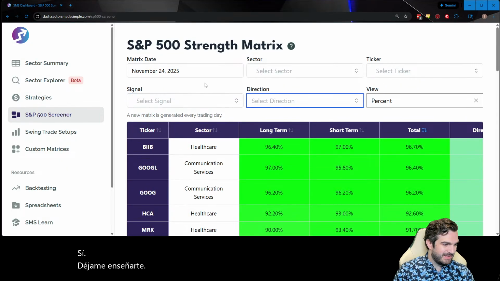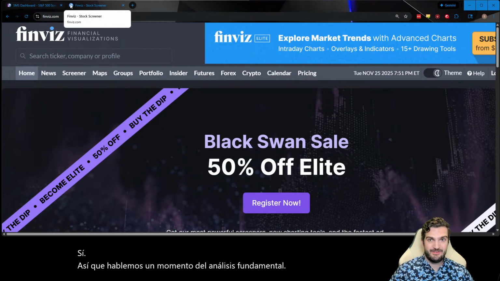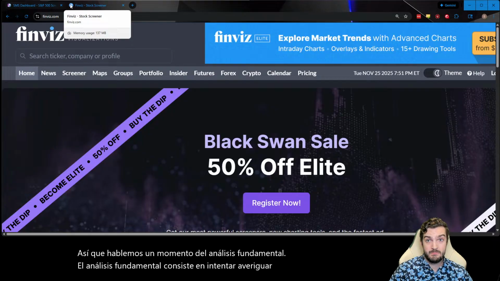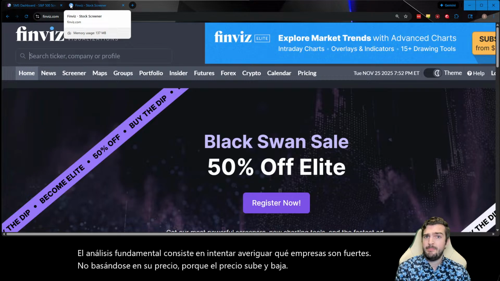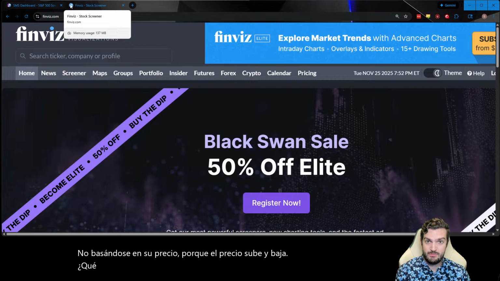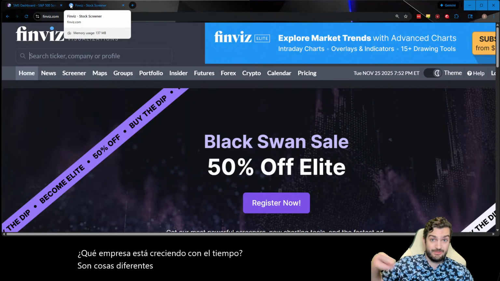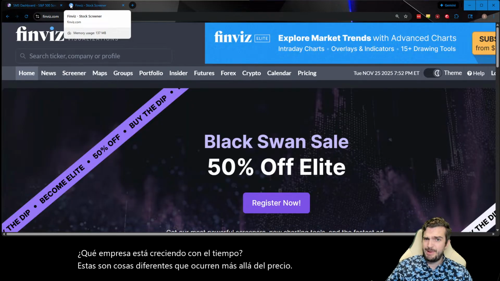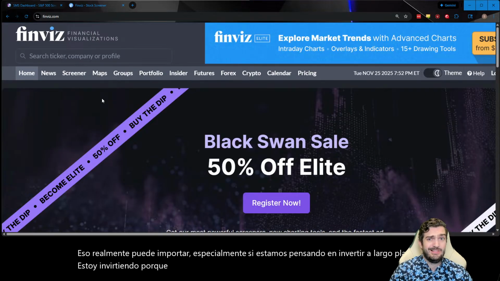So let's talk about fundamental analysis for a second. Fundamental analysis is trying to figure out what companies are strong, not based on their price, because price goes up and down. What company is generating profit? What company is growing over time? These are different things that go on outside of the price that really can matter, especially if we're looking at investing more long term. I'm investing because I like the company, not because I like what the price is doing right now.